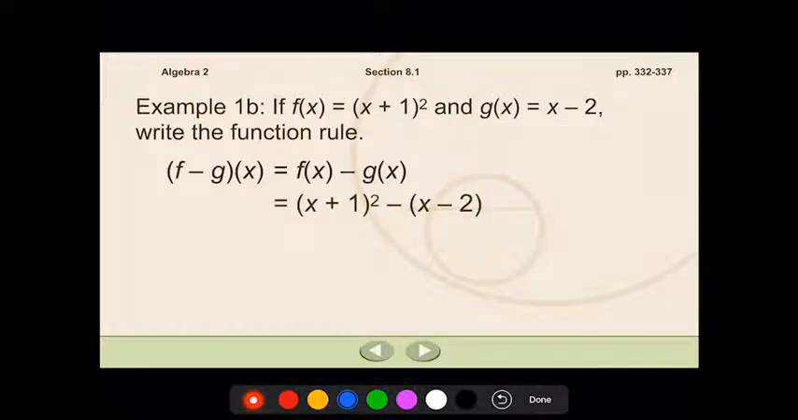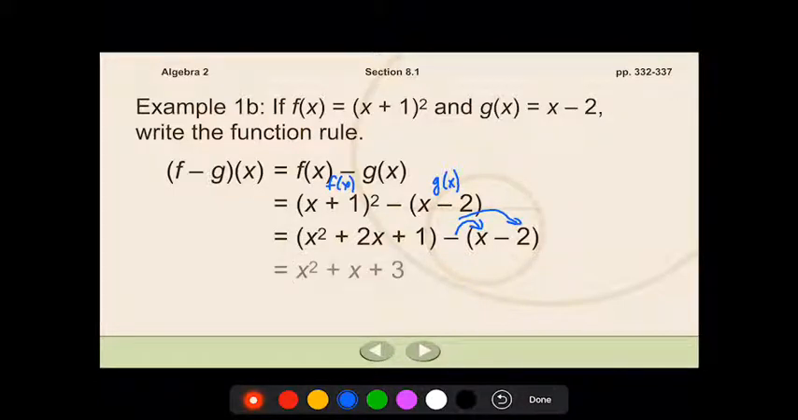So written out, you write it like you normally would. You just write the f of x function minus the g of x function. Again, this is f of x right here, and this is g of x right there. So I subtract them. Go ahead and square out that first one, just like in the last problem. Now be careful on this last part. You do have to use the distributive property. Don't miss that. So you get x squared plus x plus 3 once you simplify everything. So that's basically how it works, guys.